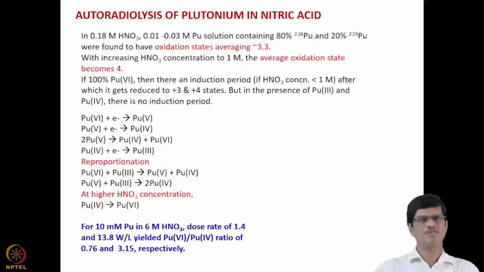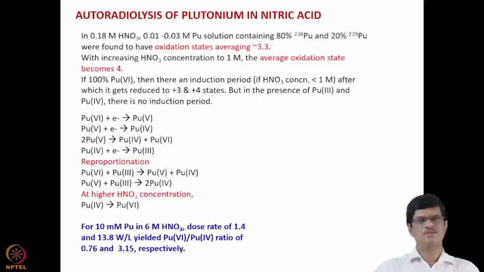In the same way, plutonium-5 gets reduced to plutonium-4, and plutonium-5 also disproportionates to plutonium-4 and plutonium-6, and again plutonium-4 is reduced to give plutonium-3. There is also a reproportionation reaction where plutonium-6 combines with plutonium-3 to give plutonium-5 and plutonium-4, and plutonium-5 also reacts with plutonium-3 to give 2 ions of plutonium-4 plus.